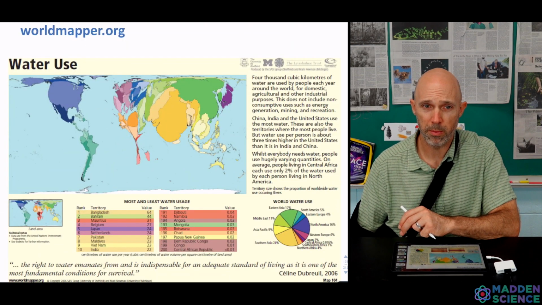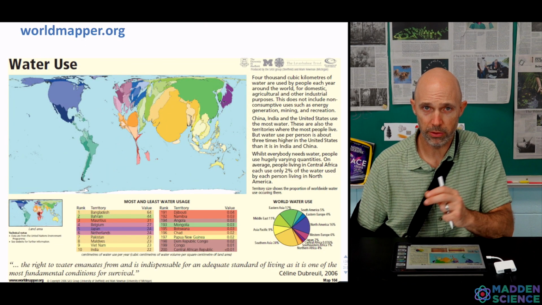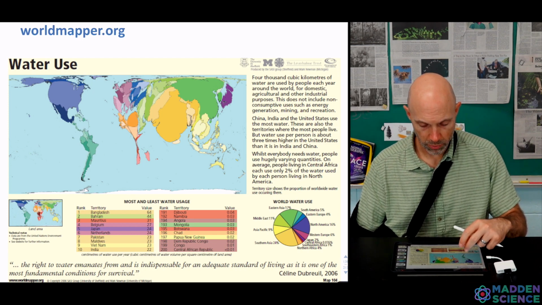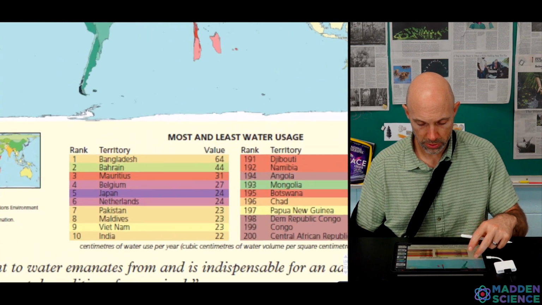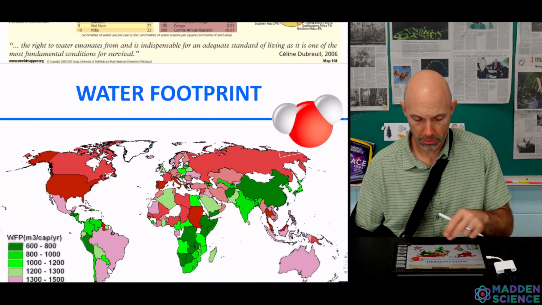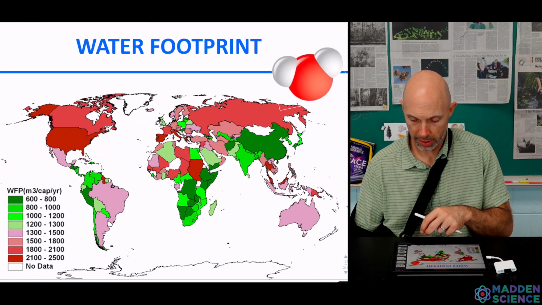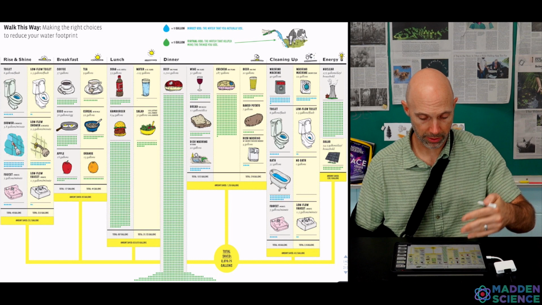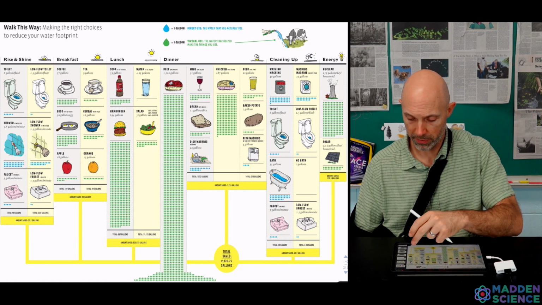Water use on Water Mapper. US is a little bit fat. You can see that most and least water usage shown in here. And then our water footprints look like so. The amount of water that it takes to produce different things. You can pause and zoom in on some of those.